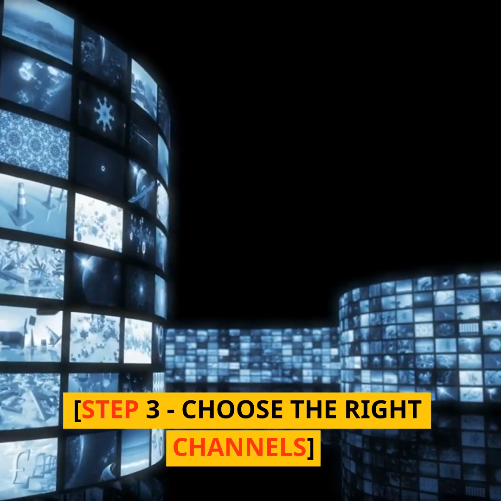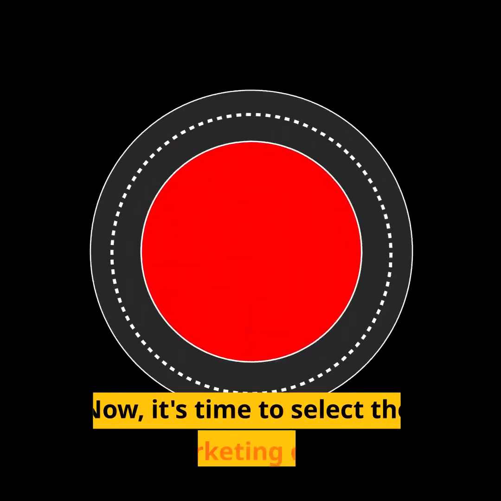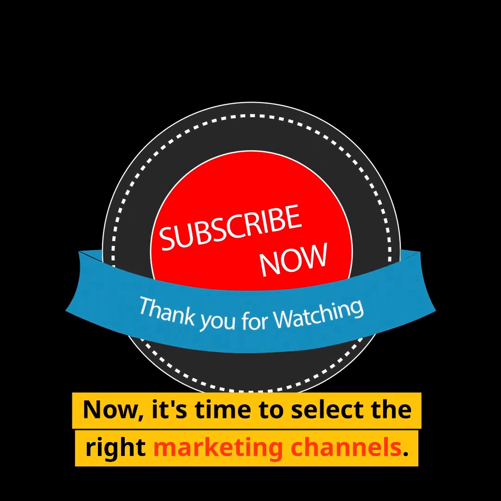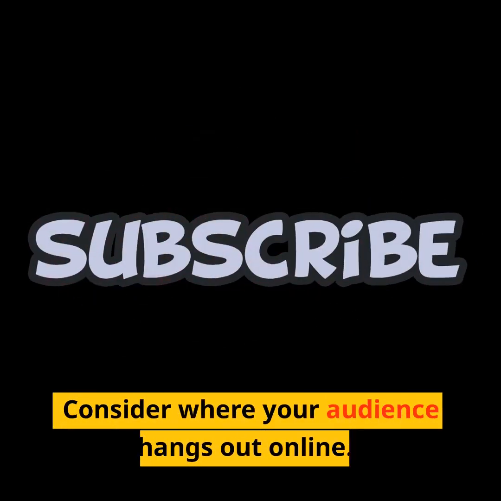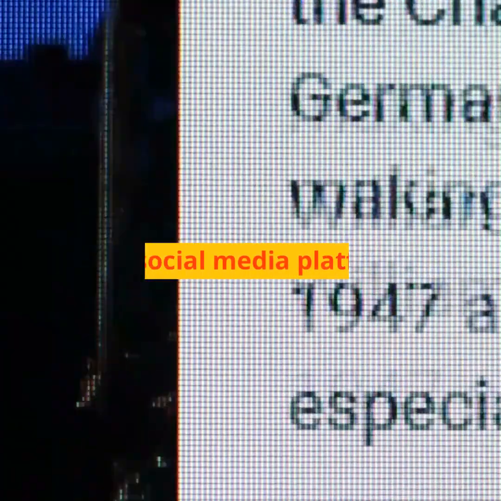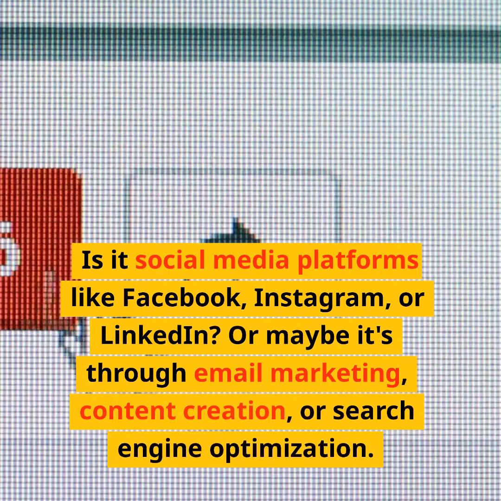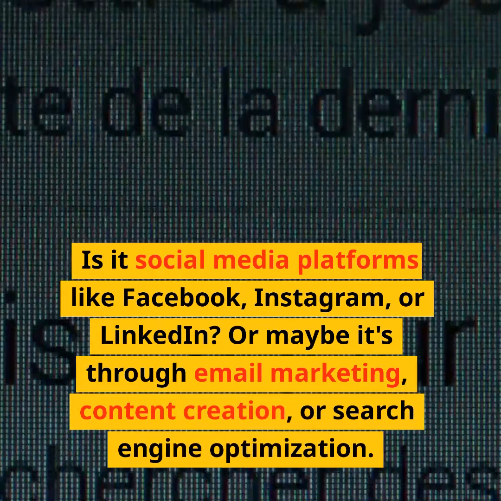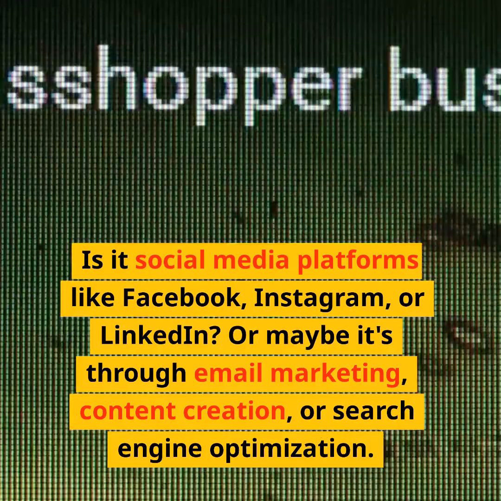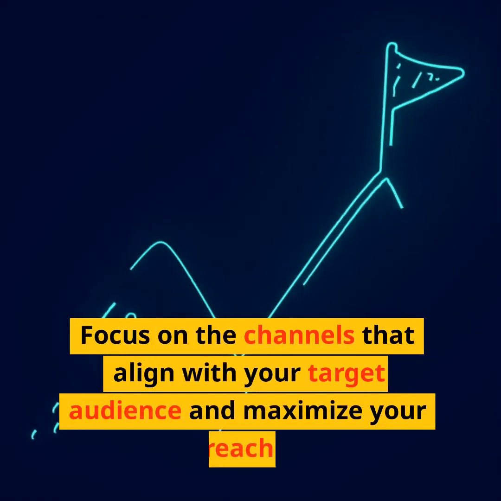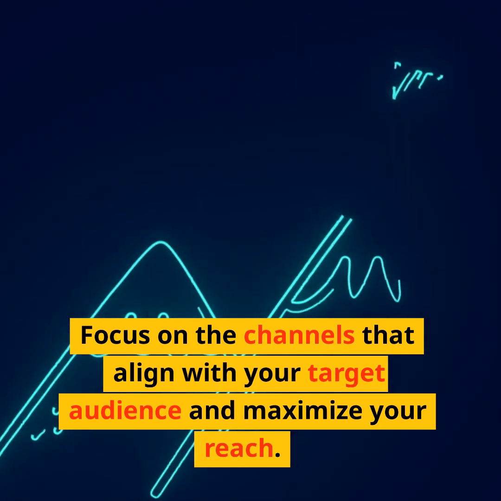Step 3. Choose the right channels. Now, it's time to select the right marketing channels. Consider where your audience hangs out online. Is it social media platforms like Facebook, Instagram, or LinkedIn? Or maybe it's through email marketing, content creation, or search engine optimization. Focus on the channels that align with your target audience and maximize your reach.